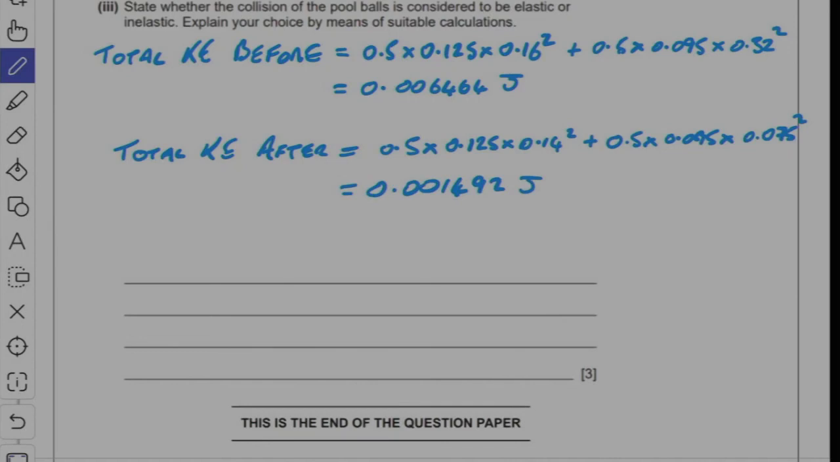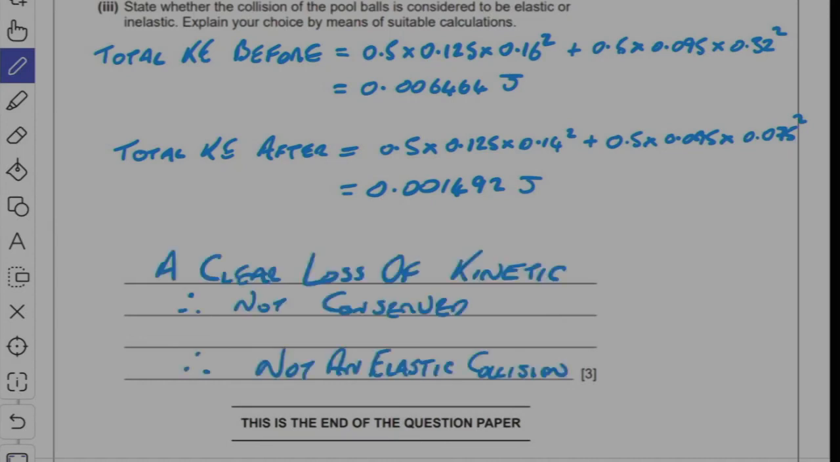So we've had a loss of kinetic energy, so it's definitely not elastic. So we just state that we've got a clear loss of kinetic energy, therefore it's not conserved, therefore we have not got an elastic collision here. So it's inelastic. They say state whether it's elastic or inelastic, so you should make a statement about it being inelastic, just to finish it off.